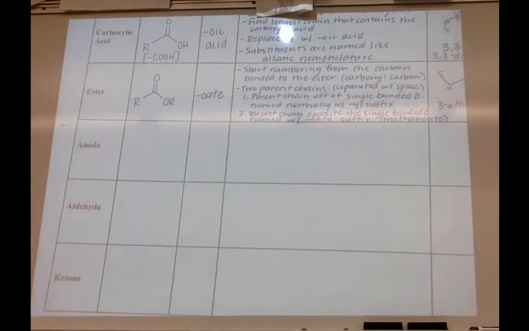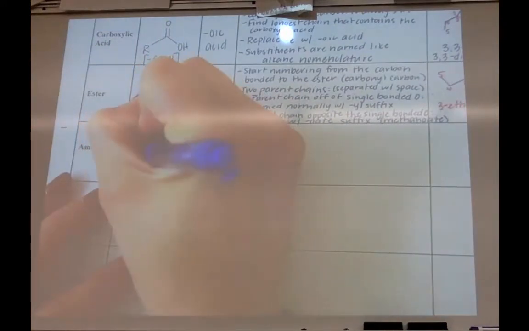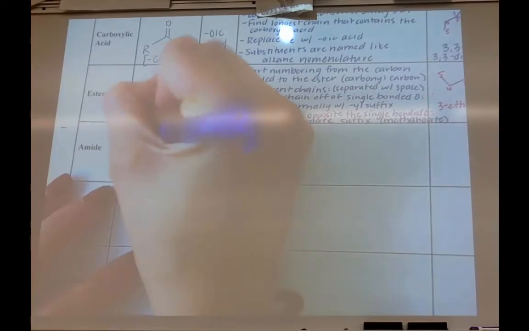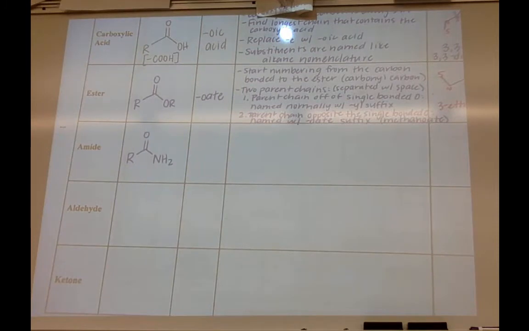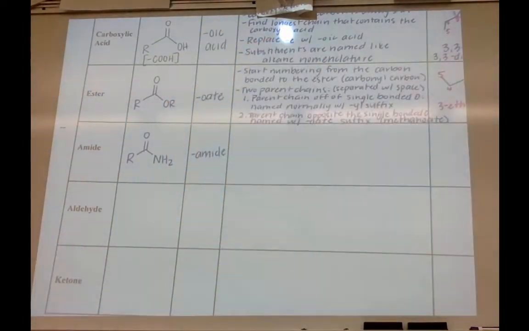The next functional group that we look at is an amide. So an amide, we have the R, carbonyl carbon with nitrogen. The ending, it's a nice easy ending, it ends with amide. In amide, the ending is amide. Remember the difference between amide and amine? Amide has that carbonyl carbon.